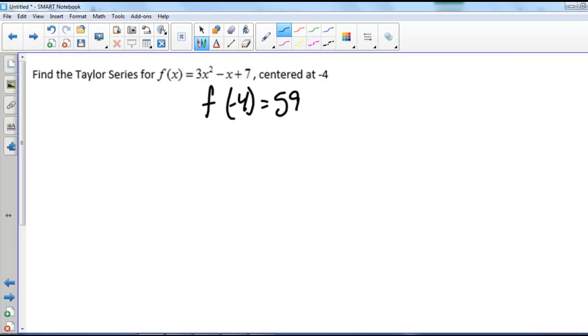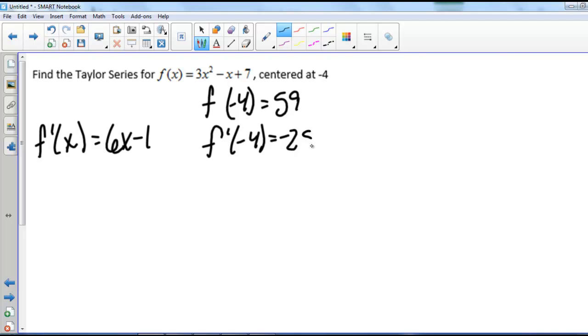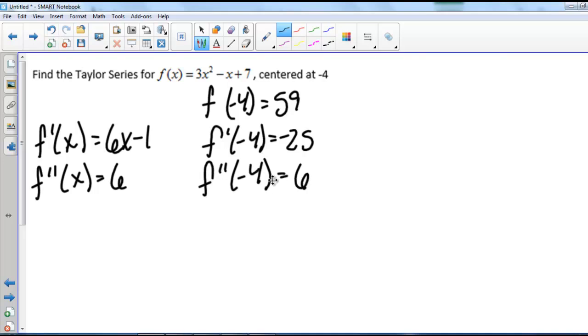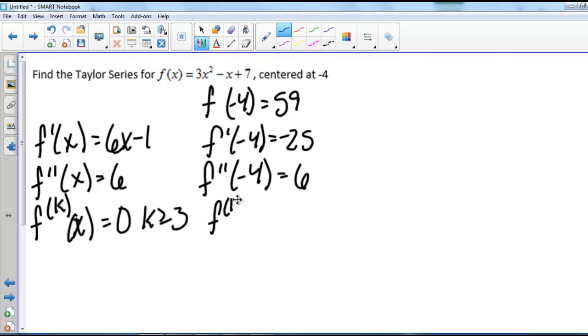We find f prime of x is 6x minus 1. F prime of negative 4 is negative 25. F double prime of x is 6, and the second derivative at negative 4 is 6. And then, just like in our last example, this is the same polynomial, but set at a different point. Any kth derivative is going to be 0 for k greater than or equal to 3. So at the point negative 4, and at any of those kth derivatives, we also get 0. Again, if k is greater than or equal to 3.